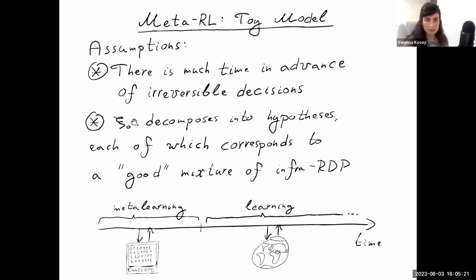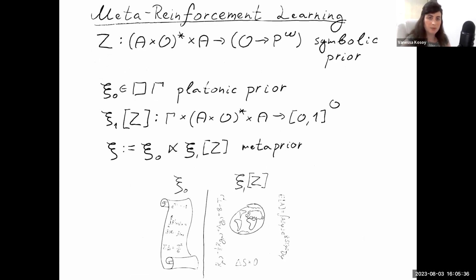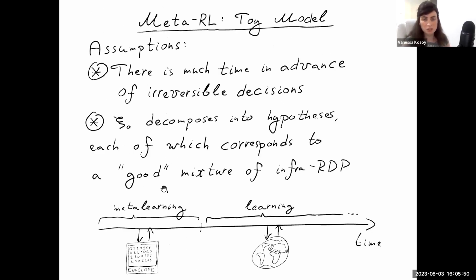And the second assumption is that the zeta zero, this kind of Platonic prior, decomposes into hypotheses, and each of those hypotheses corresponds to a good mixture of infra-MDPs. So what do I mean by good, and what does corresponds mean? By corresponds, I mean when you combine this hypothesis with the zeta, when you squash the two together, you can project it and get some actual environment. And I want this environment to be a good mixture of infra-MDPs. By good mixture, I mean a mixture that's efficiently learnable.